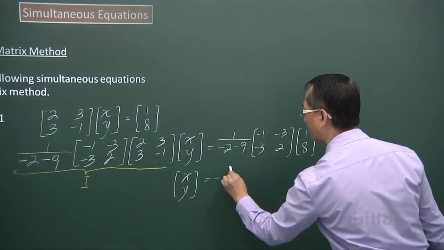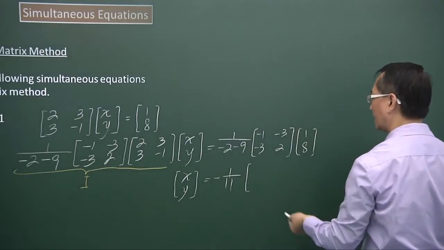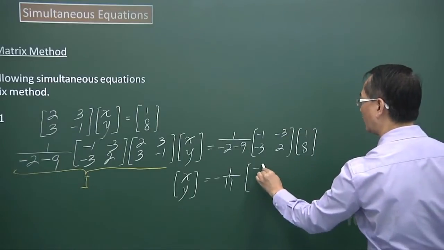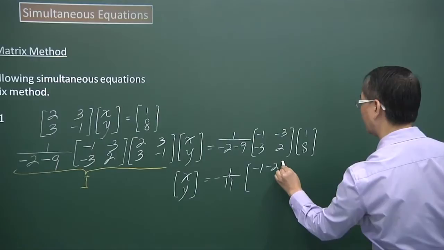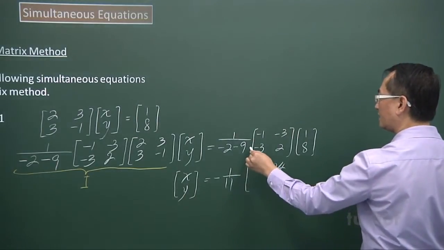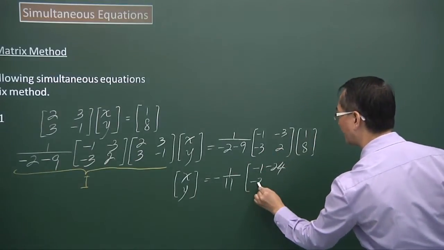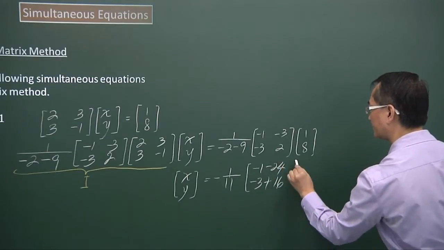Here I have negative 1 over 11. Multiply the row to the column, I get negative 1 minus 24. And here, negative 3 times 1 is negative 3, plus 16.